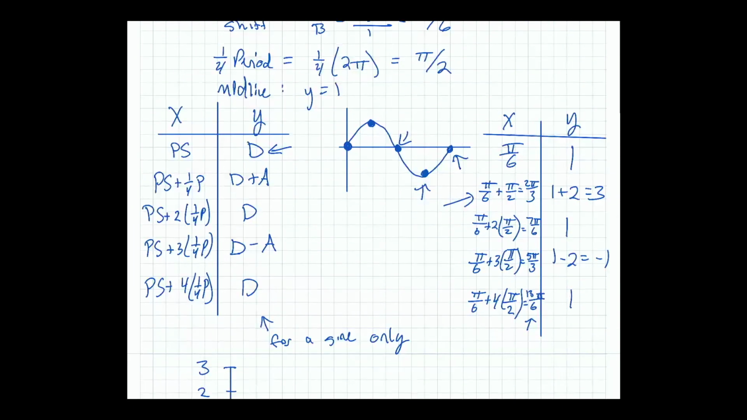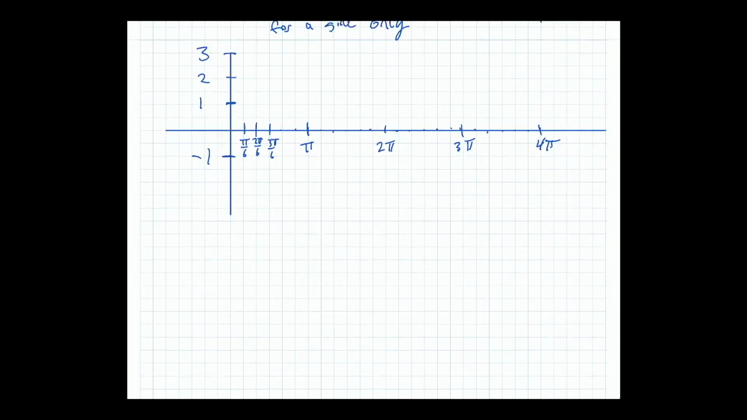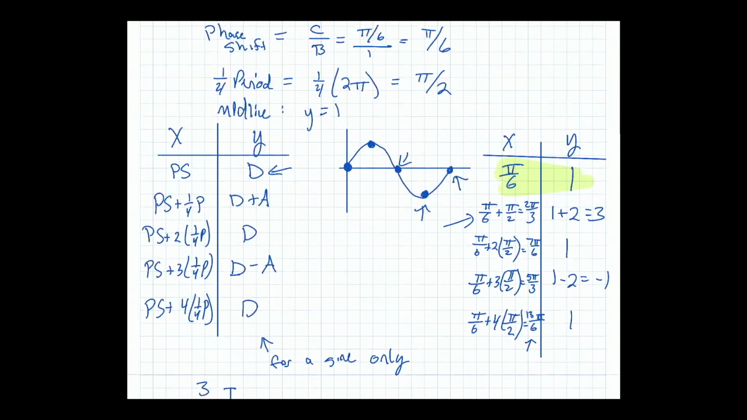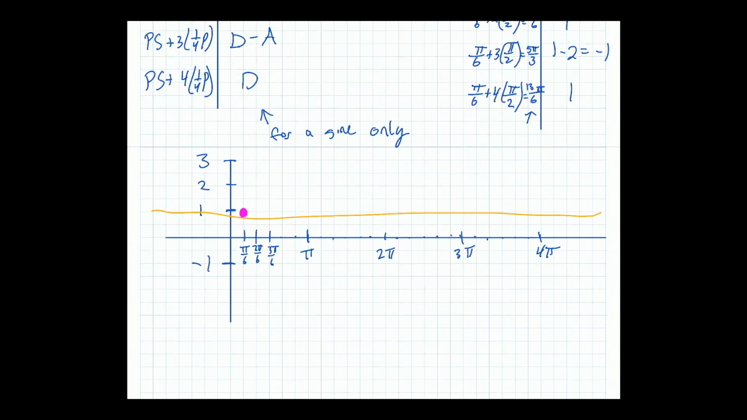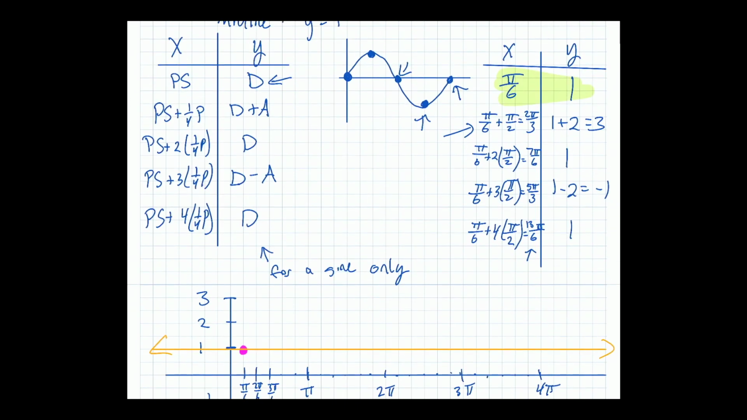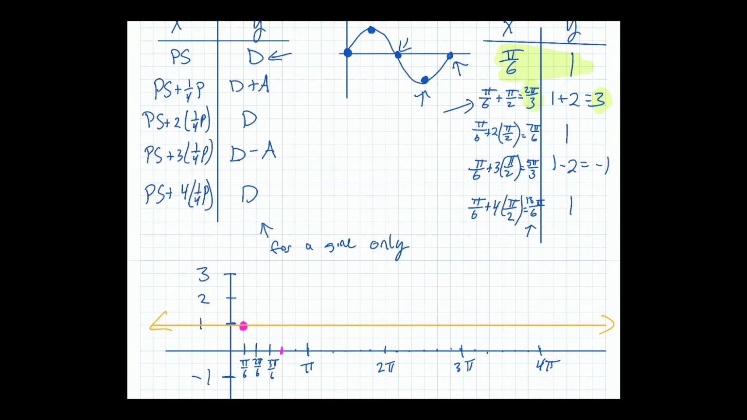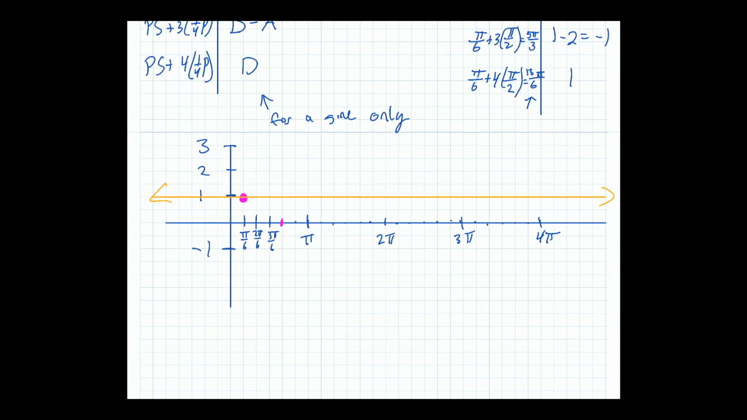So, what do we got? We got pi over 6 comma 1. Put that in the right place. Pi over 6 comma 1. There it is. And by the way, we can draw on our midline. Our midline was y equals 1. It's good to have that just marked so we know where the middle is. Okay. All right, next one. 2 pi over 3, 3. So 2 pi over 3 is 4 pi over 6. So that's here. And it's supposed to be up at 3. So that's up here.